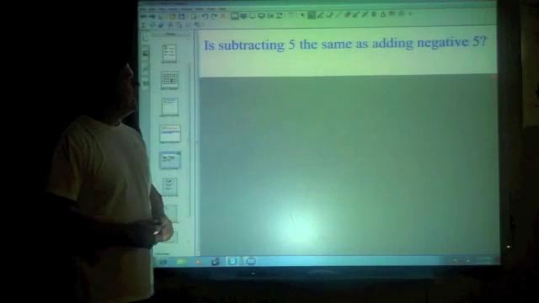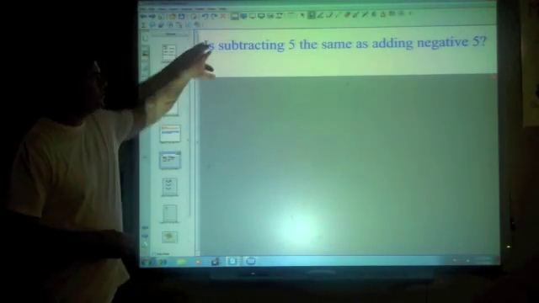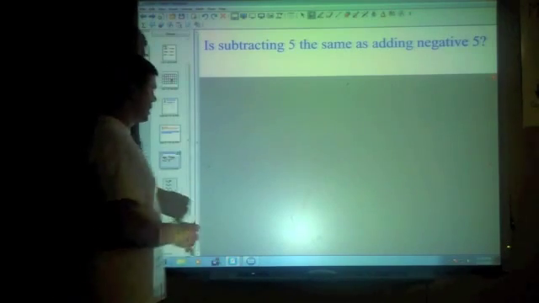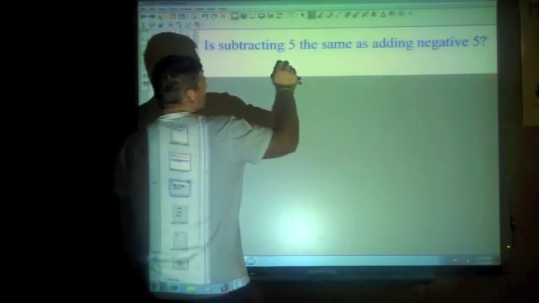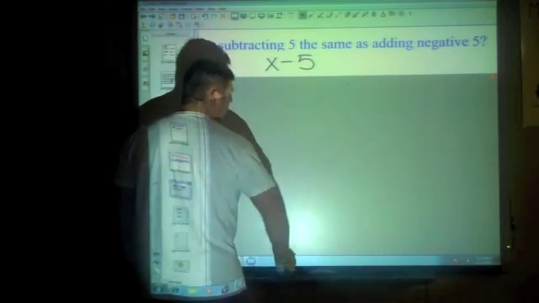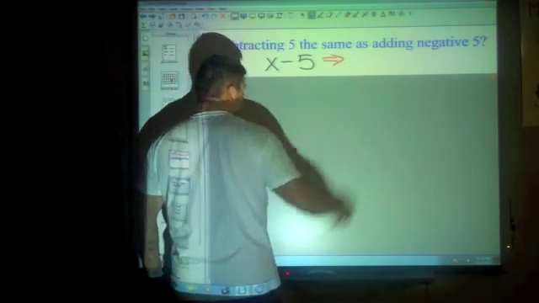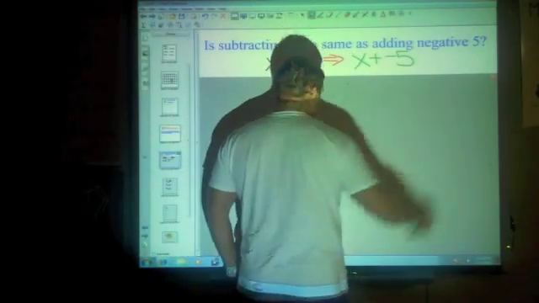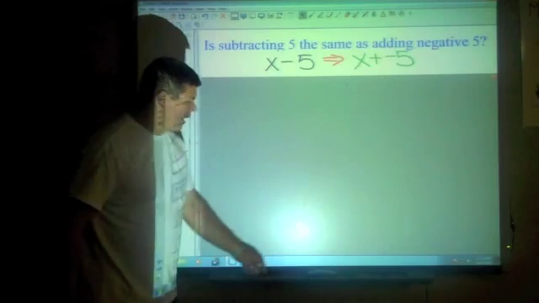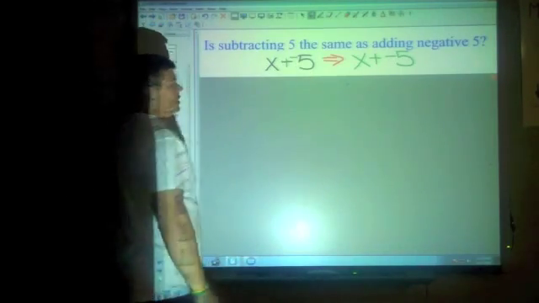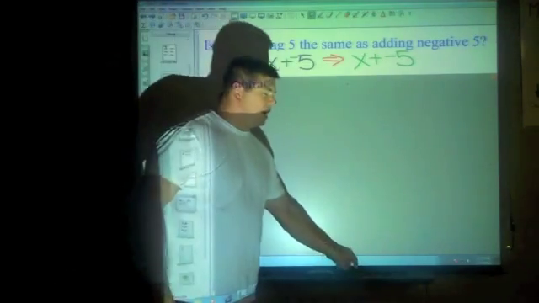All right? Is subtracting 5 the same as adding negative 5? I think the answer to that is yes. We've spent quite a bit of time saying, okay, if we have x minus 5, that's exactly the same as x plus negative 5. Because we practice changing the subtraction to addition of the opposite. So just keep that in mind.